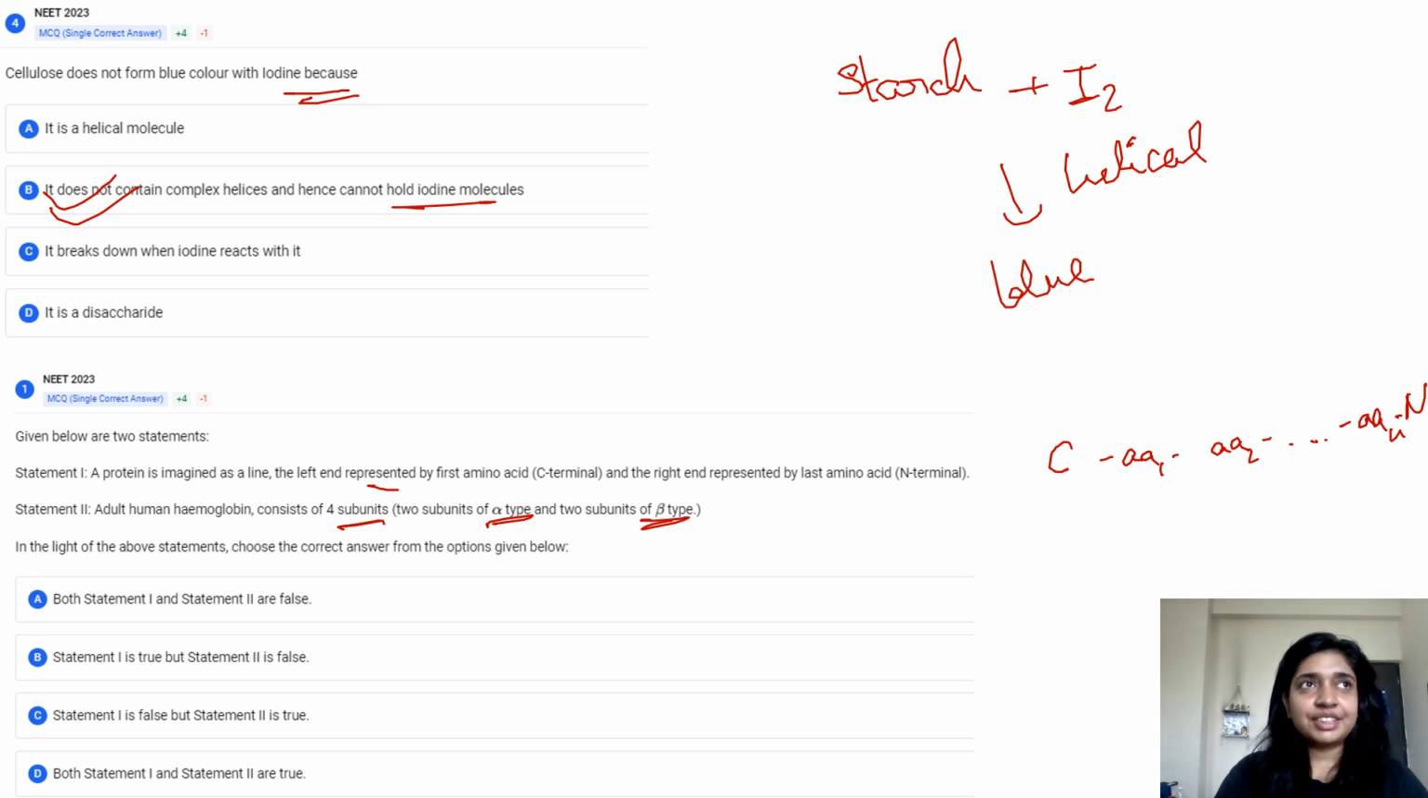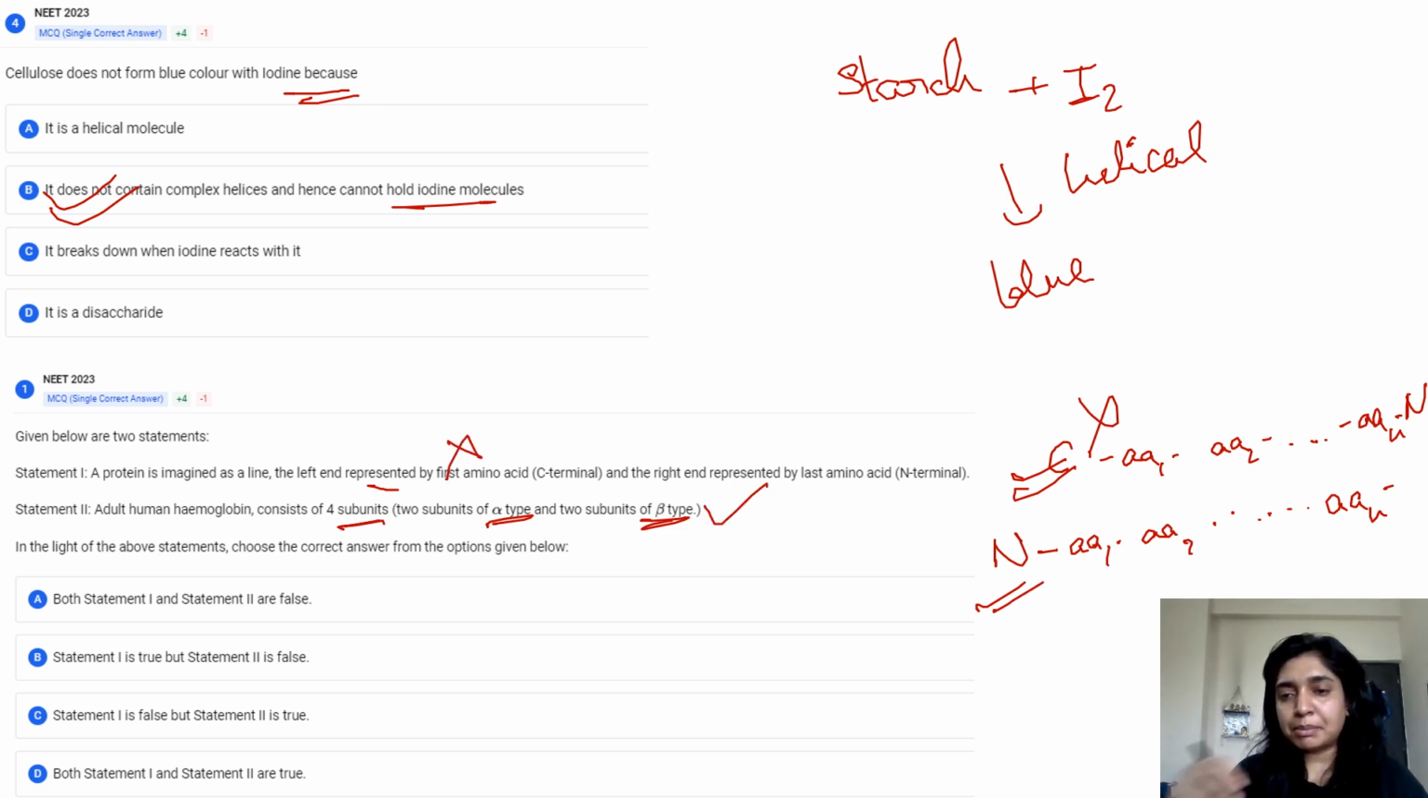Alright, so if you have gone through that video, you must be knowing that this is not how a protein is represented. In its primary structure, it always starts with the N terminal and then it goes like this. So everything is okay, but the only thing is that it does not start with the C terminus, it starts with the N terminus. Alright, so first statement is wrong. However, the second statement is correct because hemoglobin is indeed formed of 4 subunits, 2 of alpha, 2 of beta. So statement 1 is false and statement 2 is true. This would be your answer.